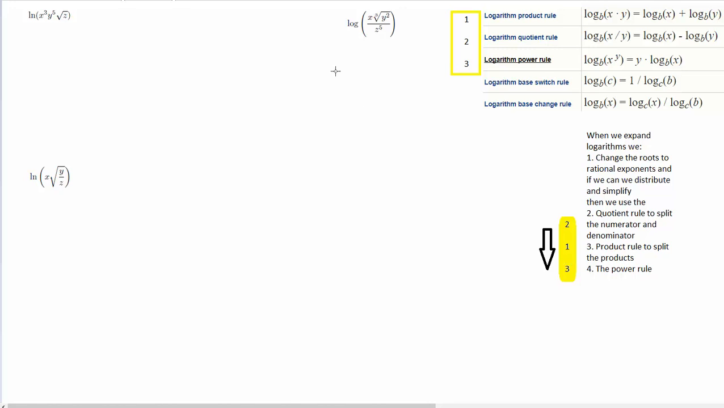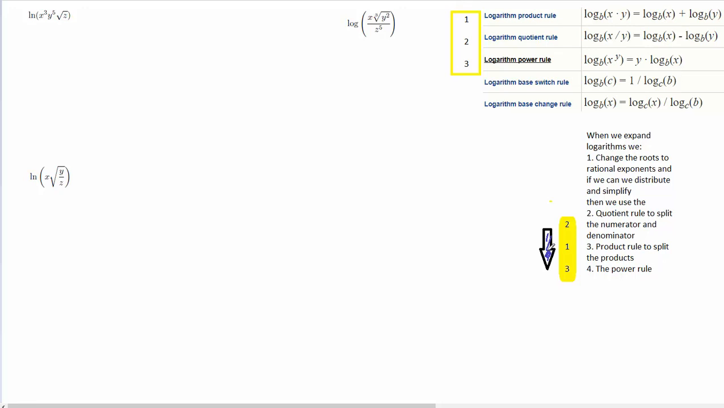Let's work on some expansions of logarithms. Before we start, I want to make sure that you remember the rules: the product rule, the quotient rule, and the power rule. There is an order of operations that we need to follow when we expand logarithms. First we apply the quotient rule, then we apply the product rule, and last we apply the power rule. So remember this order right here.